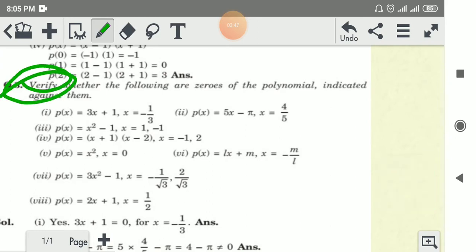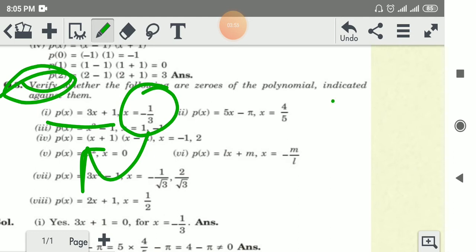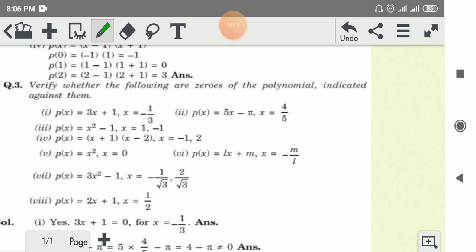Now in these equations the value of x is given and p(x) is given. अब इस x की वैल्यू को p(x) में पुट करेंगे. If result we get 0, then this is the zero of the polynomial. This is the zero of the given polynomial. Okay, we are solving first question. Here value of x is equal to -1/3 and p(x) is equal to 3x plus 1.